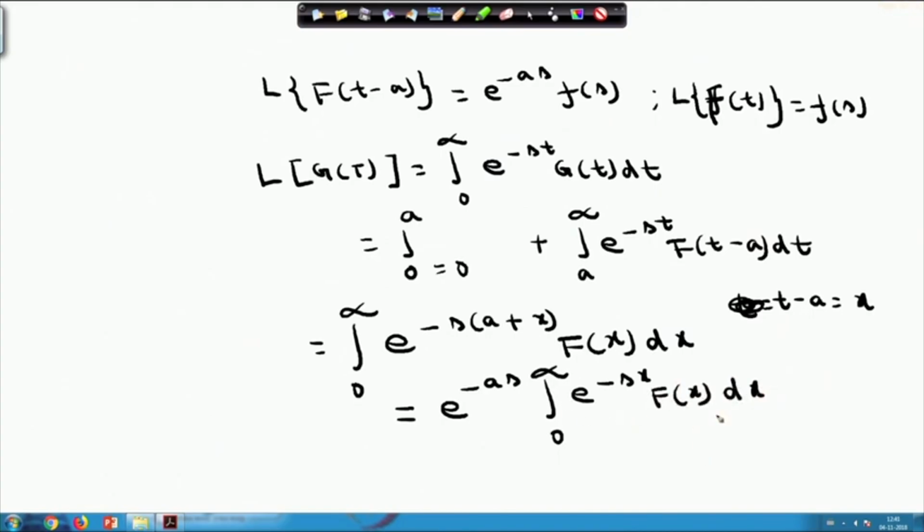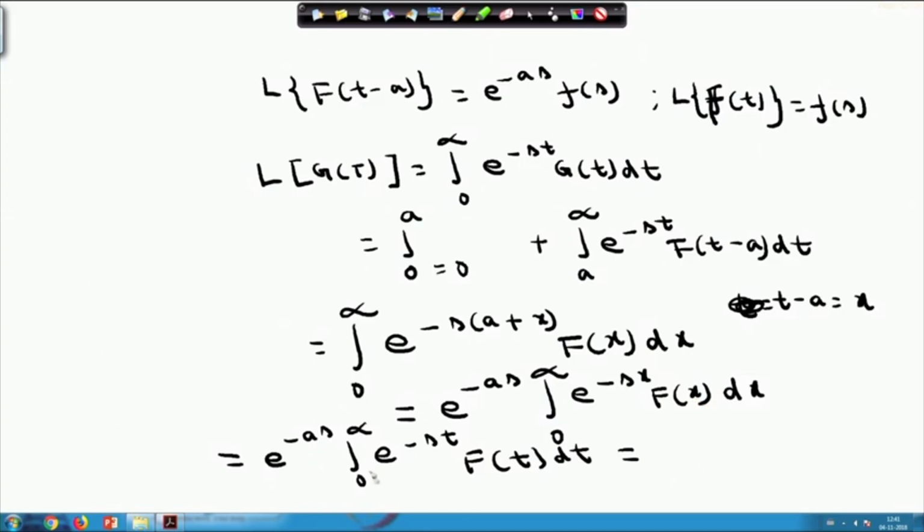In this integral of e^(-sx) f(x) dx, if I wish, I can change the parameter x to t. In other words, this integral I can write as e^(-as) times the integral from 0 to infinity of e^(-st) f(t) dt. I can always do this by changing the parameter x to t.